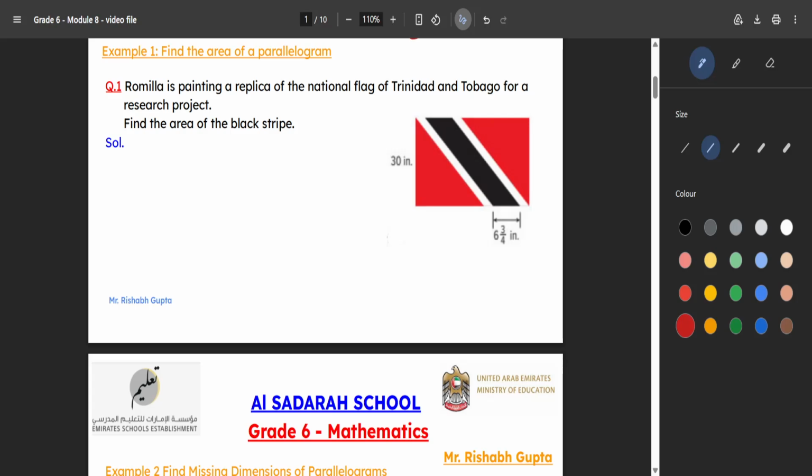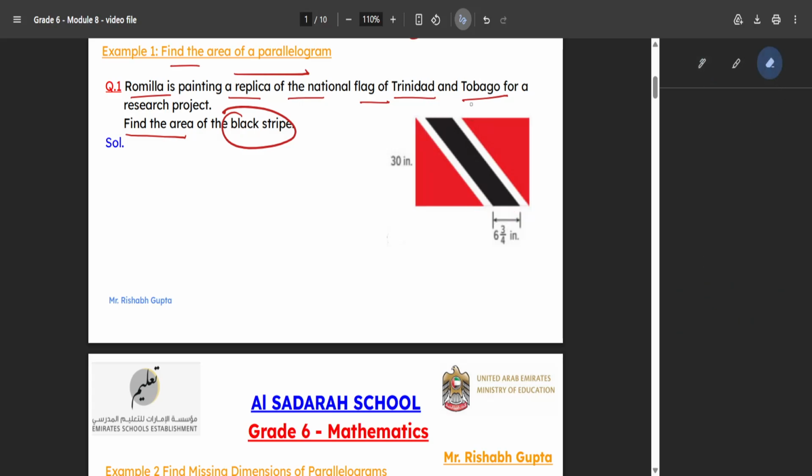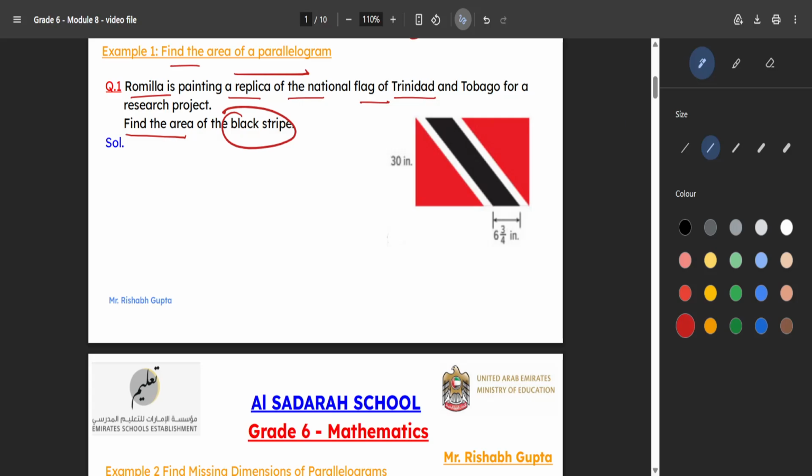Do some questions. Find the area of a parallelogram. Romila is painting a replica of the national flag of Trinidad and Tobago. So this is a flag, national flag of a country. We have to find the area of the black strip. If I see this black strip here, it is in the shape of a parallelogram. And we know how to find the area of a parallelogram.